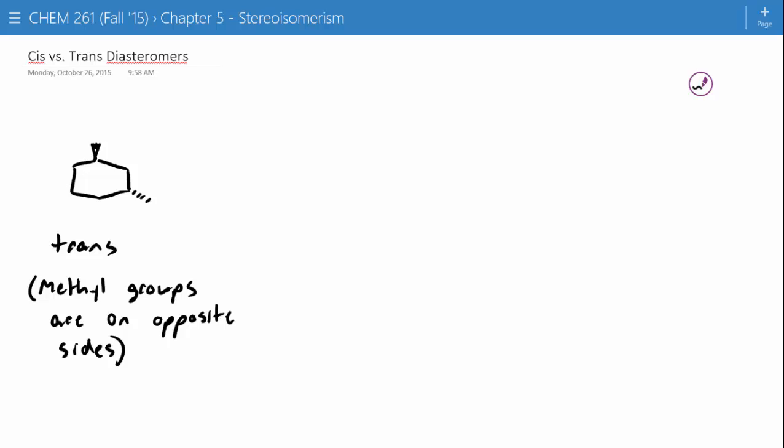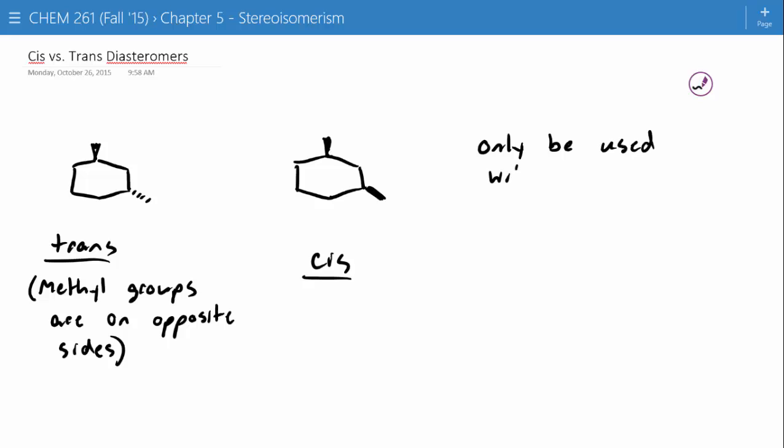You could name this using the R or S designation. Oftentimes people refer to things as cis or trans as well. Alternatively, we said if you've got two of them on the same side, this would be what? Cis. So cis could be both going into the board, both coming out of the board. They're very commonly used for cyclohexane rings. The important thing to remember is it can only be used when comparing identical substituents.